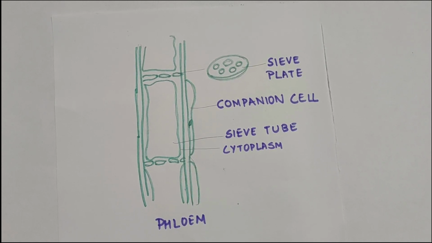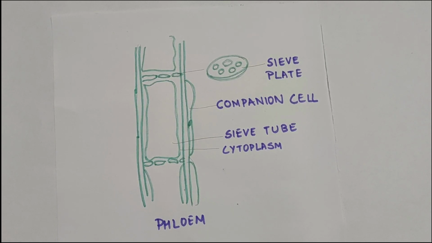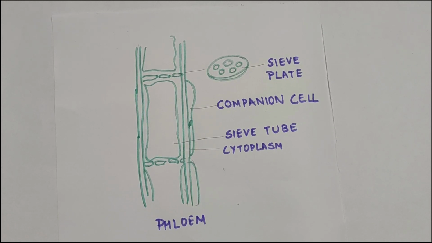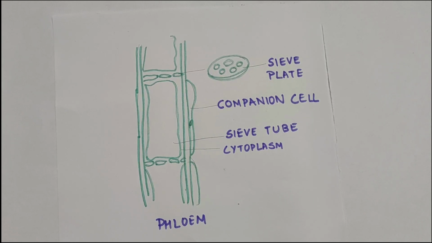Now, the sieve tubes are elongated tubular cells which are placed end to end like a tube, and they have end walls with minute pores called sieve plates. Then we have the companion cells that are located on the sides of the sieve tubes. They also help in the conduction of food material. Phloem parenchyma stores the food, and the phloem fibers provide mechanical support to the plants. They are mostly made up of sclerenchyma cells.